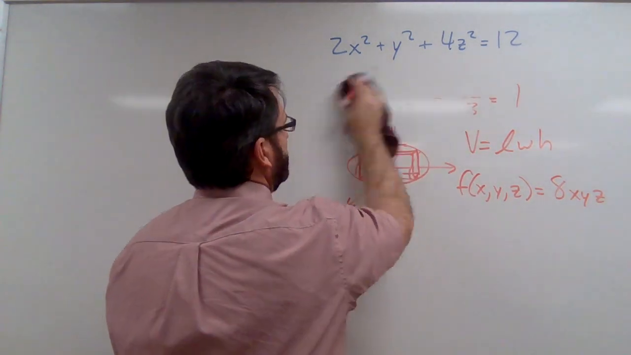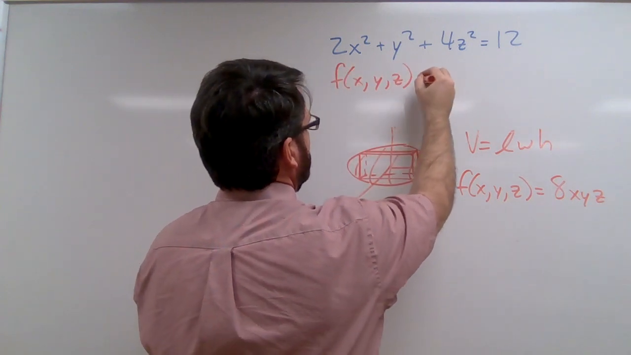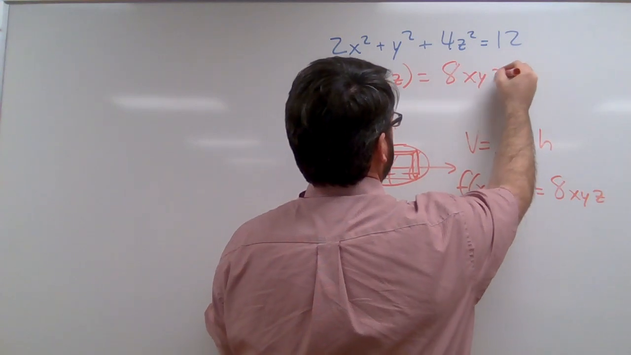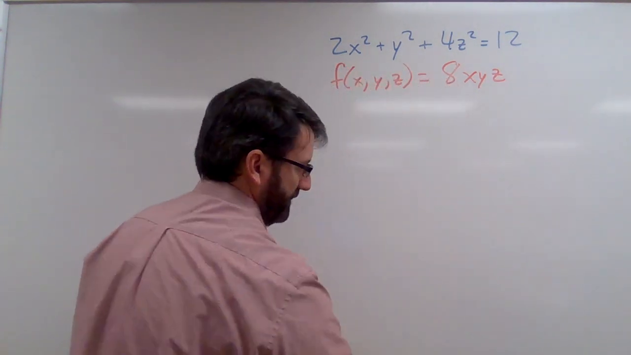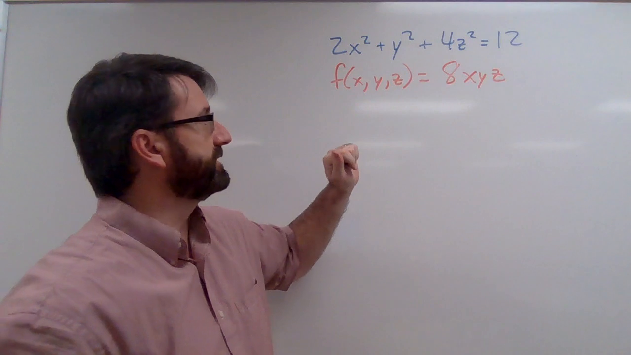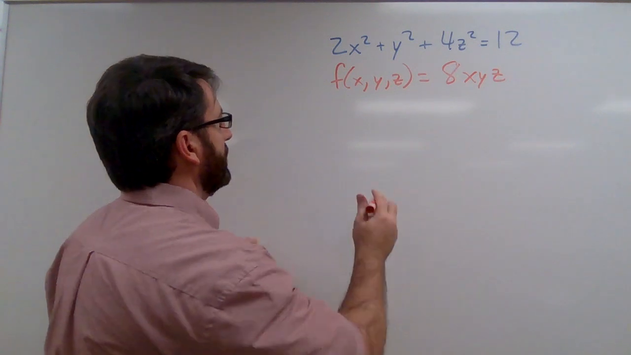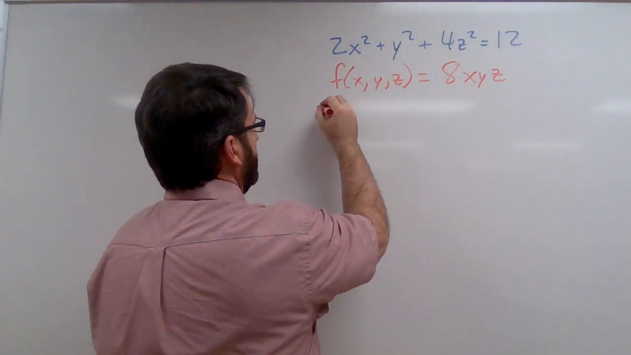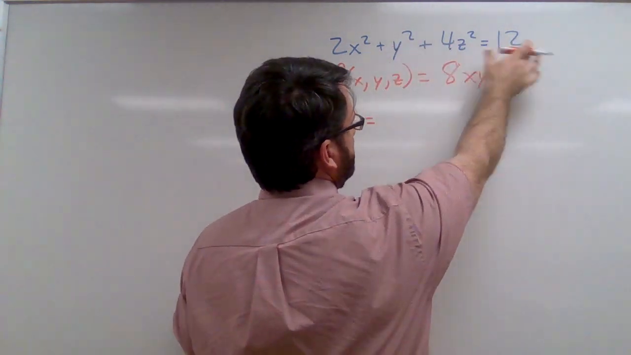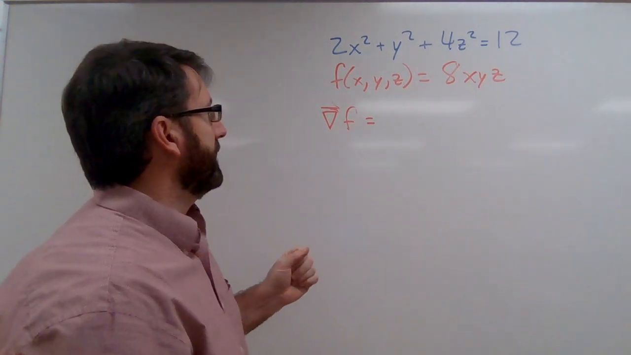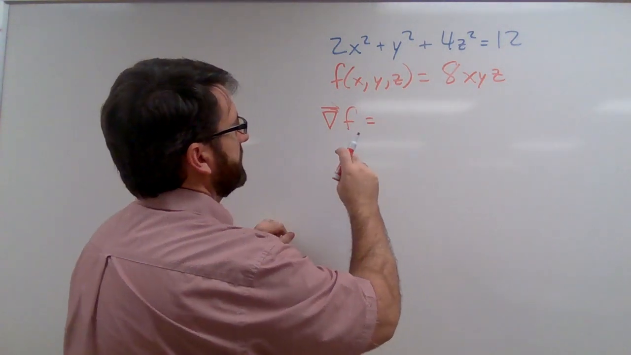All right, now let's take that function and put it up here. That's our f of x, y, z equal to 8xyz. And now we can use our method of Lagrange multipliers to figure out the maximum for this function subject to that constraint. So we know that the gradient of f has got to equal the gradient of g, which is this function set equal to 0, times some multiplier, some constant lambda.